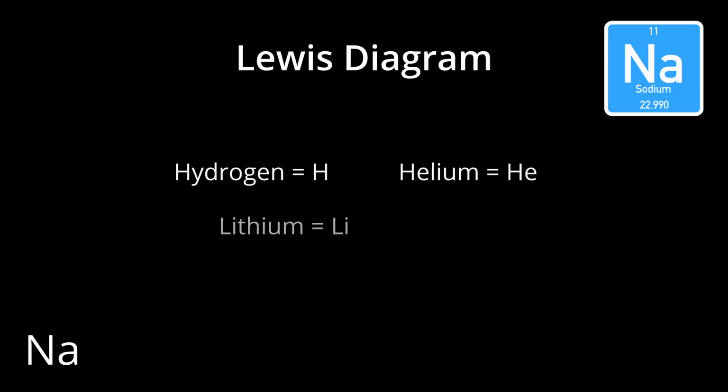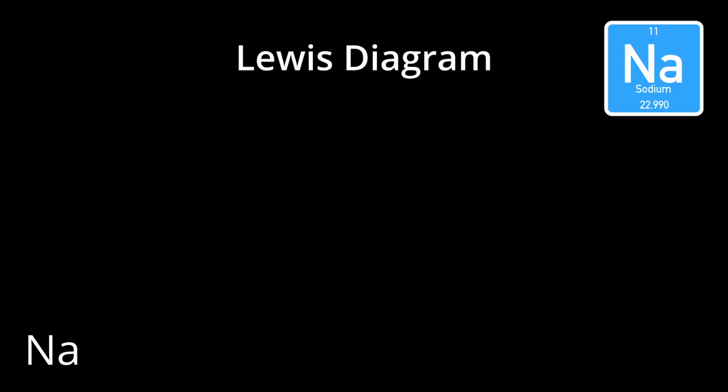Now, let's move on to the Lewis diagram, which is also an incredibly simple way to represent the valence electrons of an atom. Start with the chemical symbol of your element, which represents the nucleus and all the inner electrons. For sodium, it's simply Na. As an example for other elements, hydrogen would be H, helium would be He, lithium would be Li, and so on.